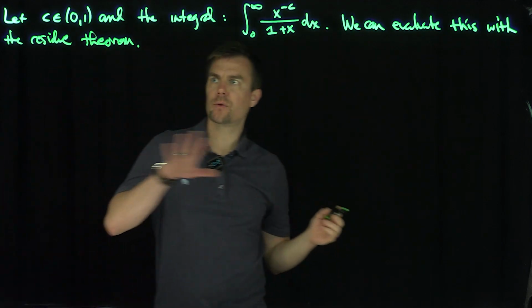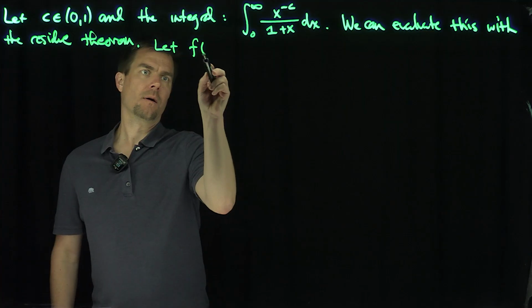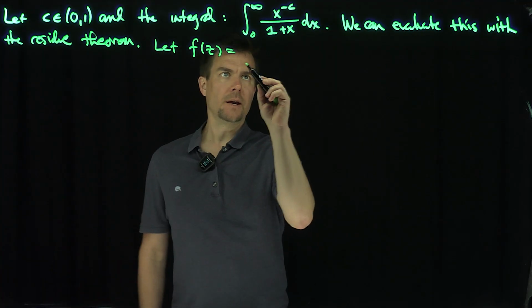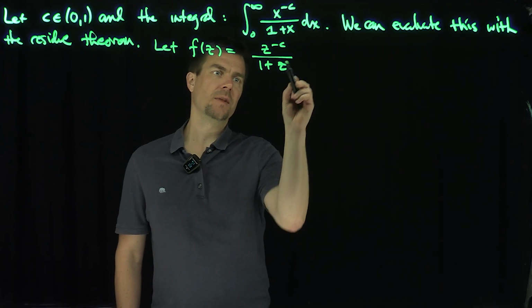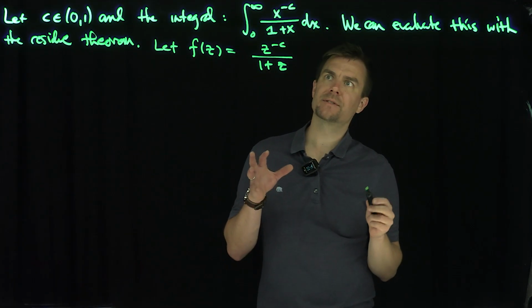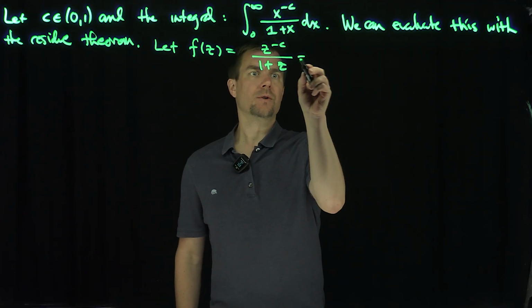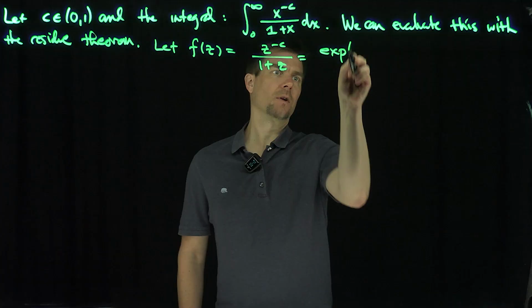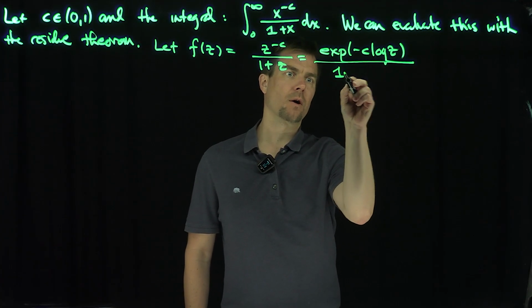Okay, and how do we do this? We're going to construct the function. Let f of z be z to the negative c over 1 plus z. Now, of course, what is z to the negative c? It is going to be the exponential of negative c log z, and there is, of course, our logarithm.